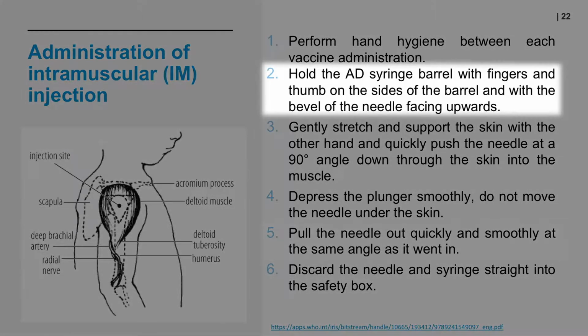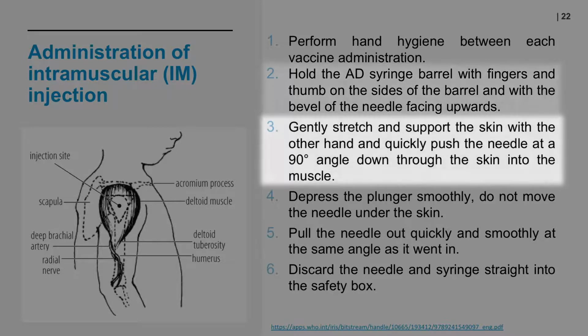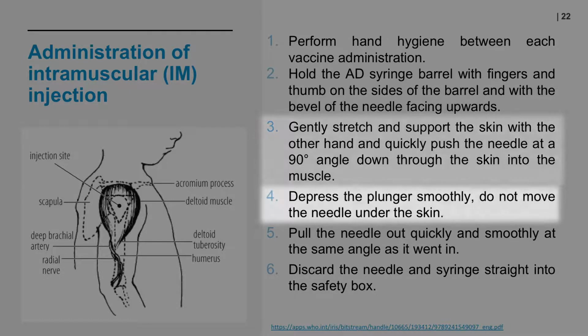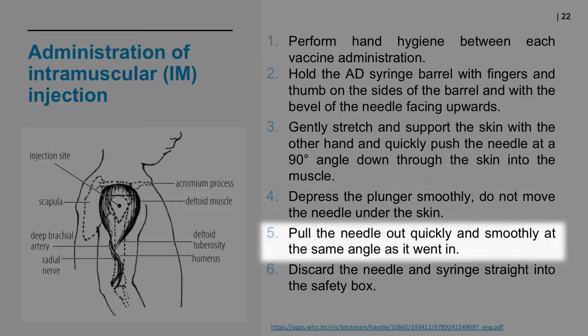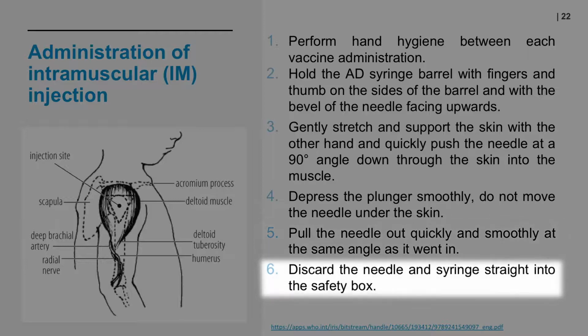To give the injection, hold the syringe and barrel with fingers and thumb on the sides of the barrel, and with the bevel of the needle facing upwards. Gently stretch and support the skin with the other hand and gently push the needle at 90-degree angle down through the skin into the muscle. Depress the plunger smoothly. Do not move the needle under the skin. Then, pull the needle out quickly and smoothly at the same angle as it went in. Discard the needle and syringe straight into the safety box.